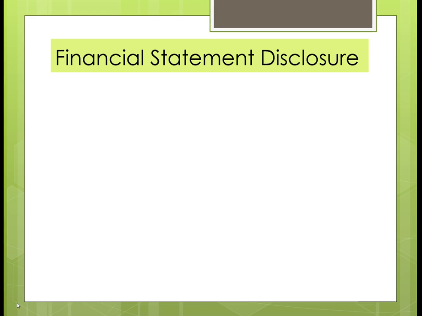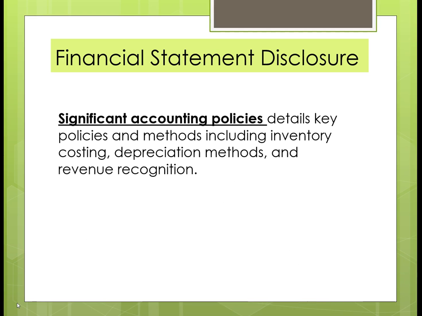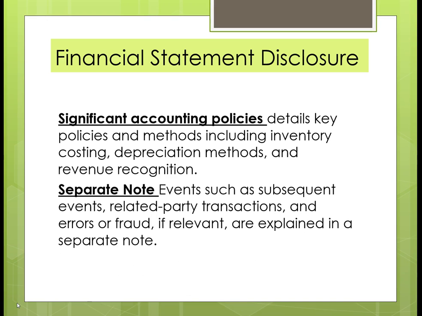Next, financial statement disclosure. We have two types. We have significant accounting policies, which detail key policies and methods, including inventory costings, depreciation methods, and revenue recognition. And then we have separate notes: events such as subsequent events, related party transactions, and errors or fraud, if relevant, are explained in a separate note. So now let's take a look at an example and see if we can apply this.